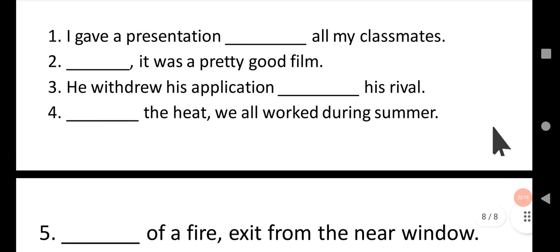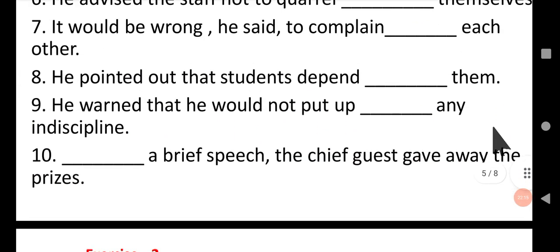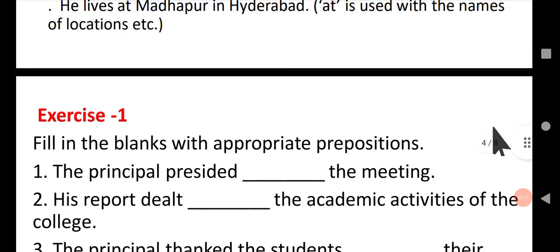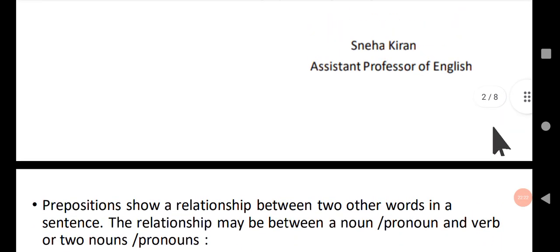Okay, students, and as I already told you, exercise 3 and exercise 1 are very important for your examination. You might get either of that part for your semi examination, right?